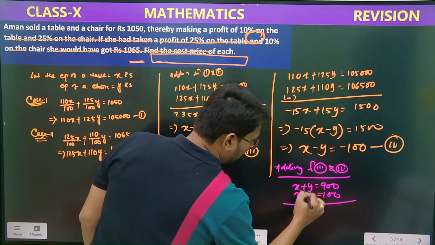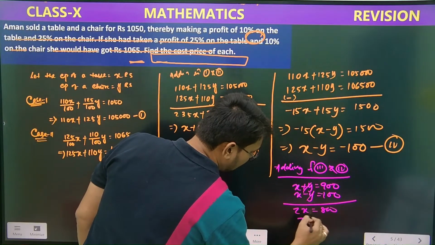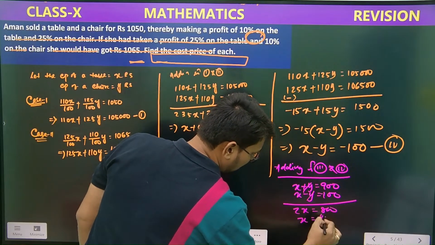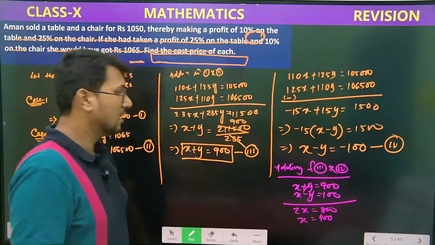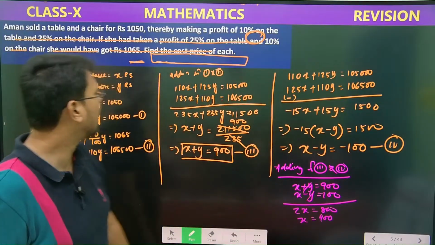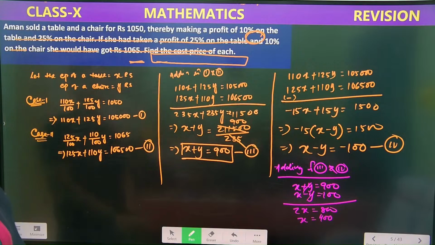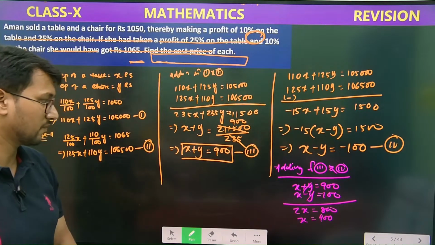Whenever we add, y will be cancelled. 2x equals 800, so x equals how much? 400, right? If x is 400, y is how much? 500. That means table cost is 400 and chair cost is 500.